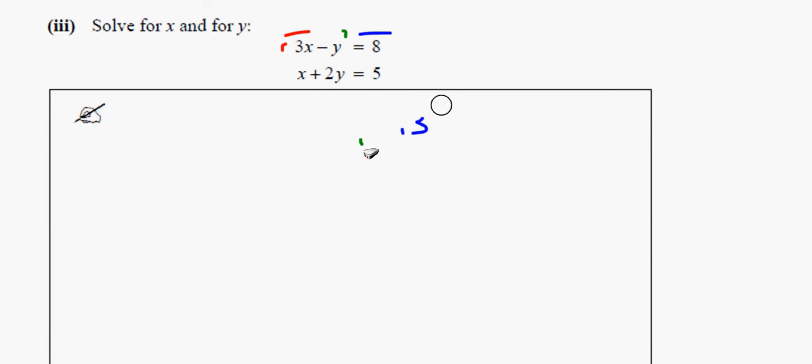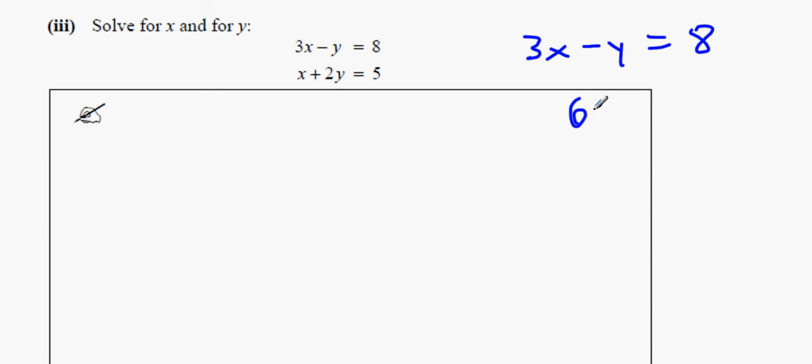To make the y's disappear, equations are like balance beams, balancing weights, right? So if we had 3x minus y equals 8, if I double both sides, it's still the same thing. So if I was to double both sides, I could say that 6x minus 2y equals 16. That's doubling both sides. It's still the same equation. If you double the weight on one side, you double the weight on the other side. So this is the principle on which simultaneous equations are based.